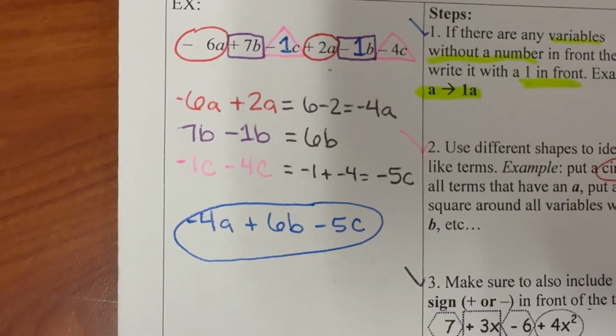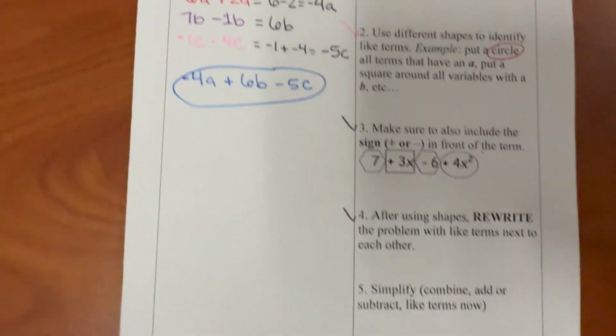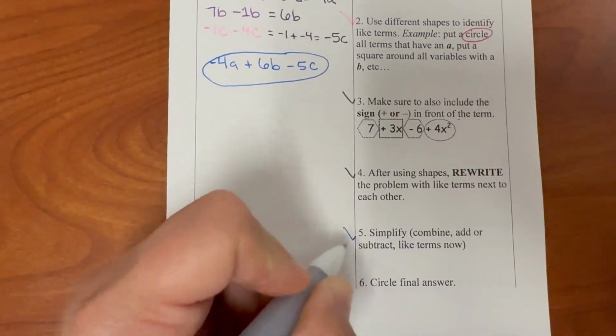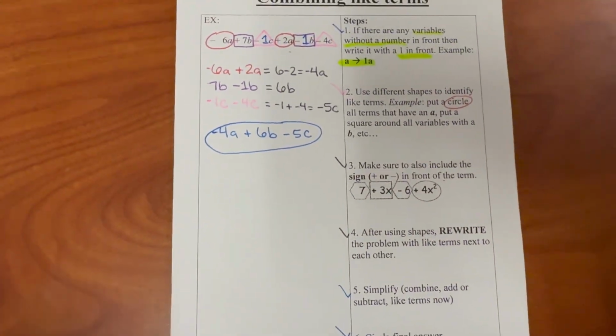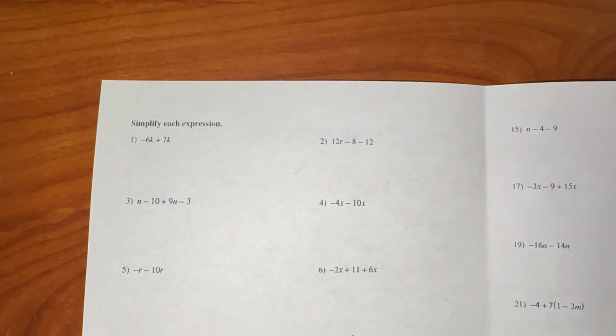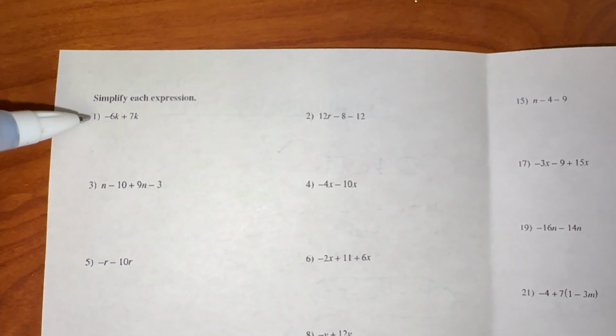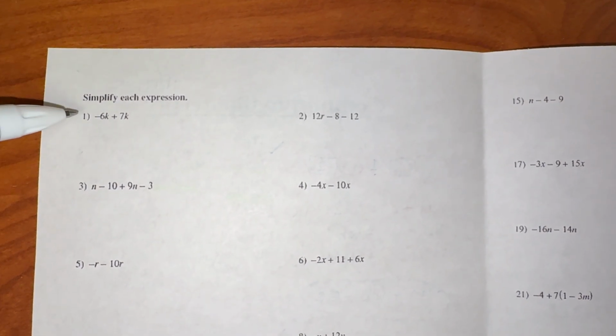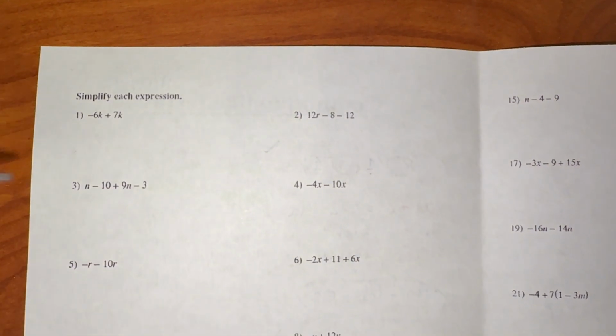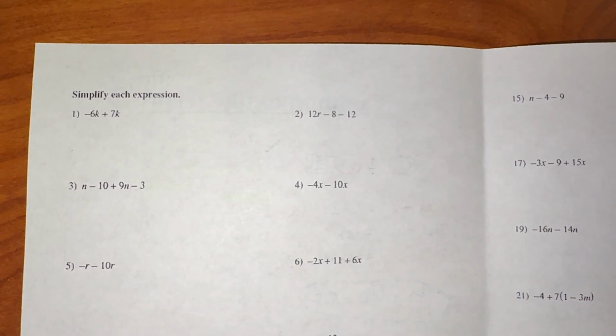So make sure you have that answer circled, and then go ahead and check off 5 and 6, and they are done. All right, let's head to page 2. Okay, we are on page 2, and we have simplifying each expression. So we're going to go through these expressions, and we are going to combine our like terms.